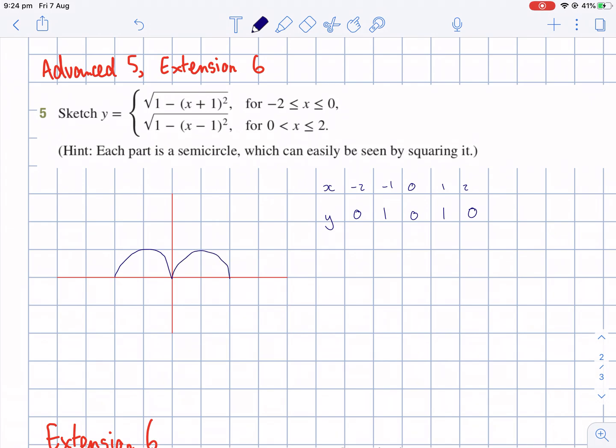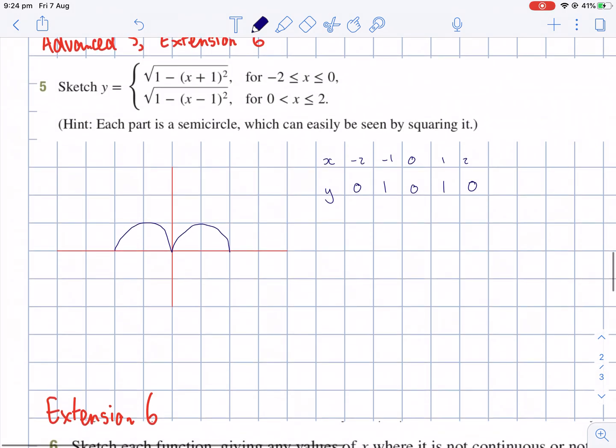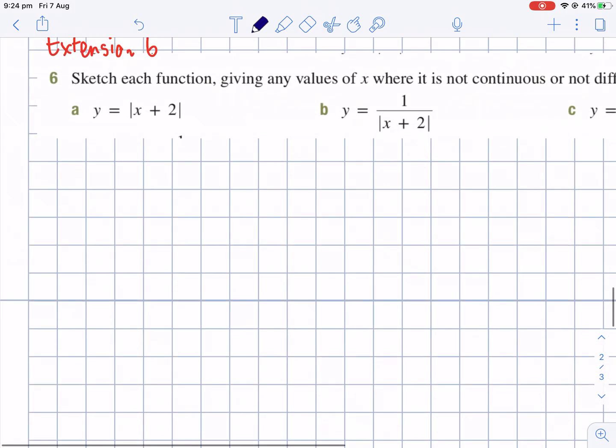I don't know why they wanted us to sketch that. It looks like a bum. That was a weird question. Why did I say that?